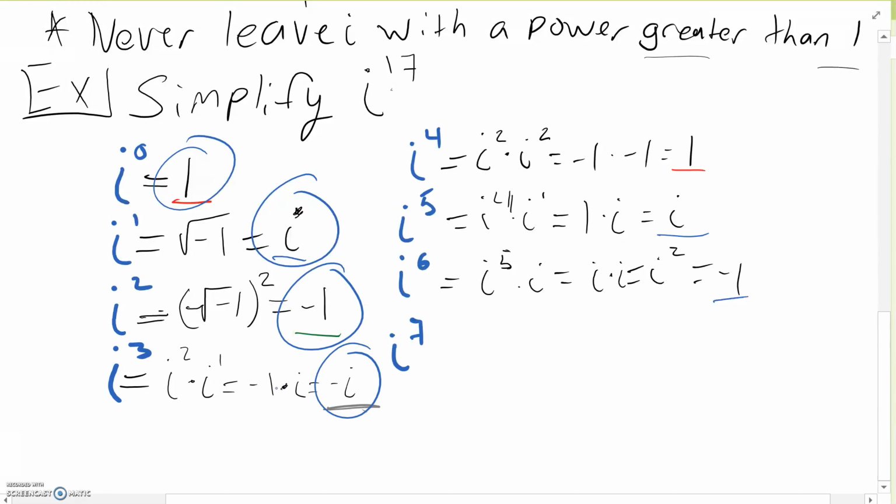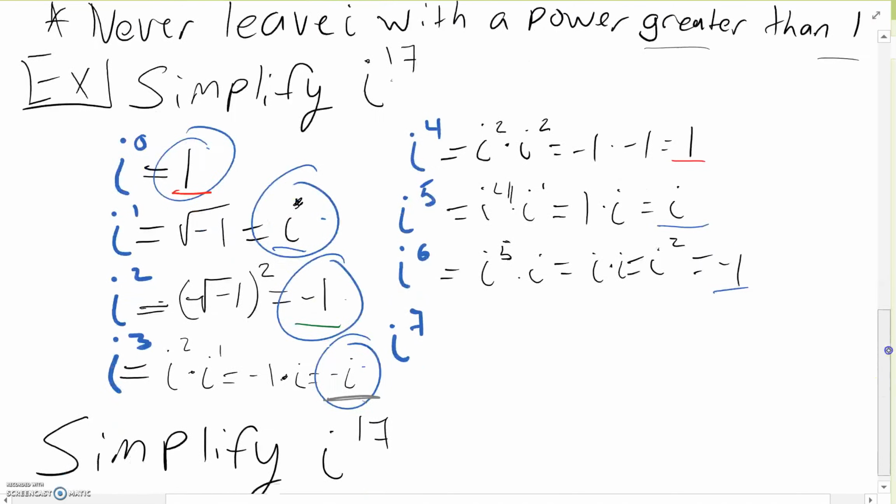The way that we're going to find out how many powers of I there are is by dividing by 4, because there's 4 options, 1, 2, 3, 4. Whatever the remainder is, that's the power we want to use. So I'll show you what I'm talking about.